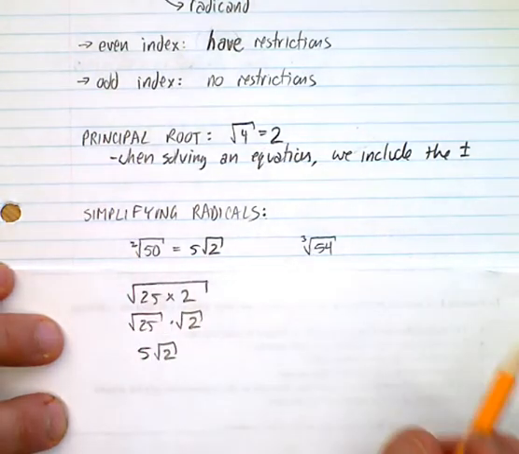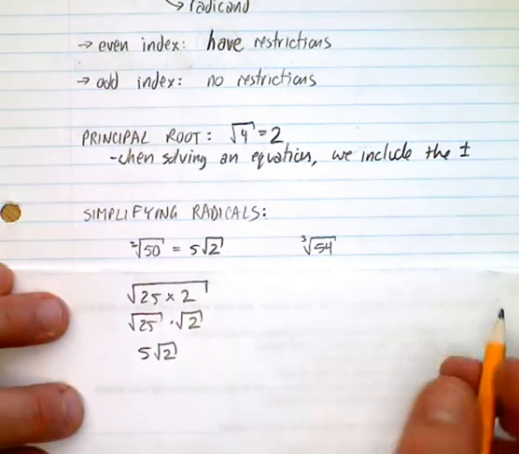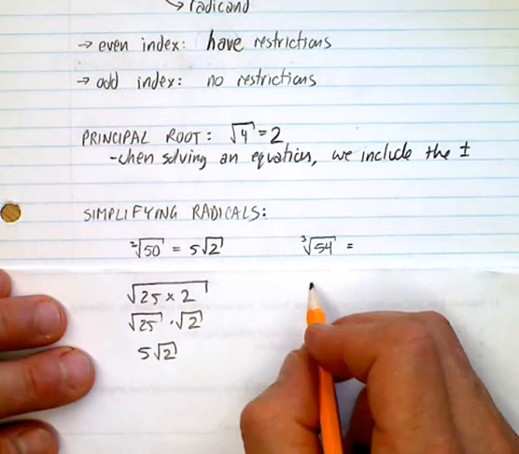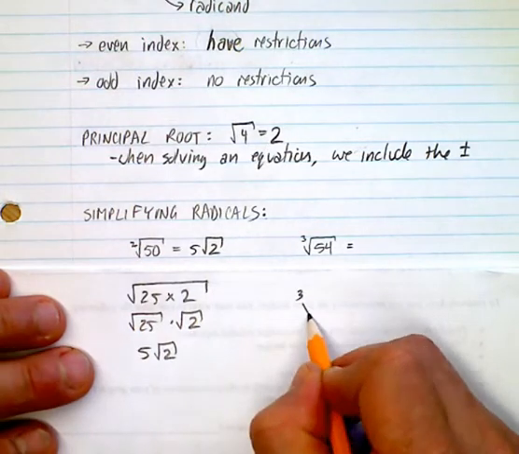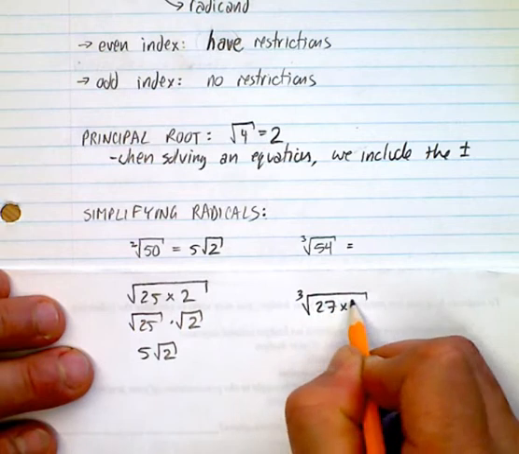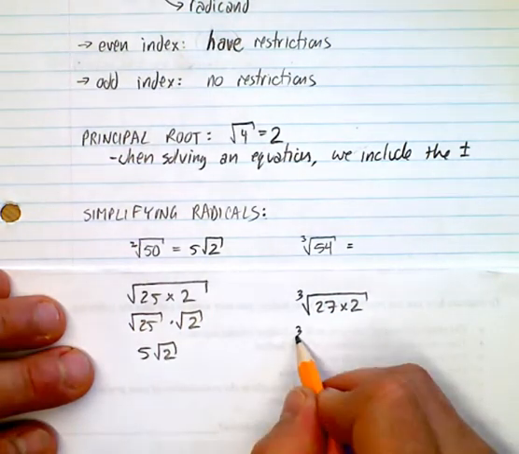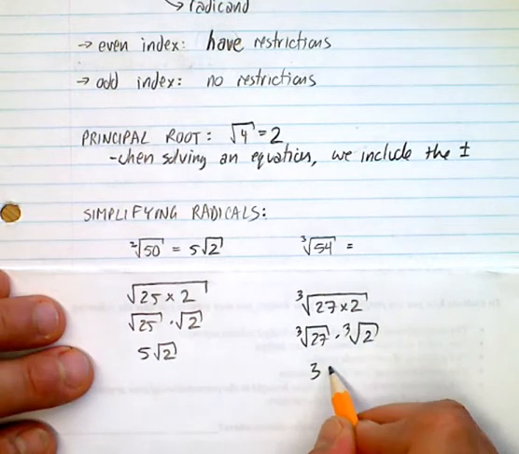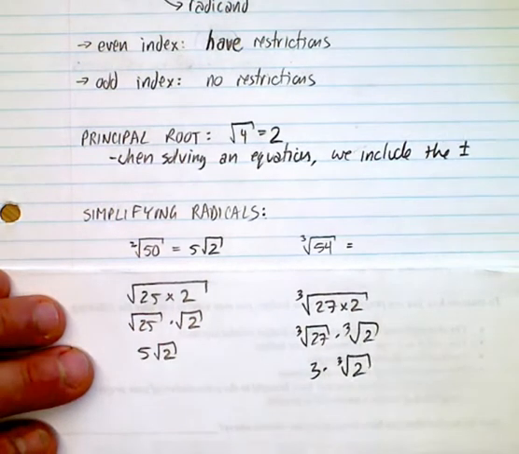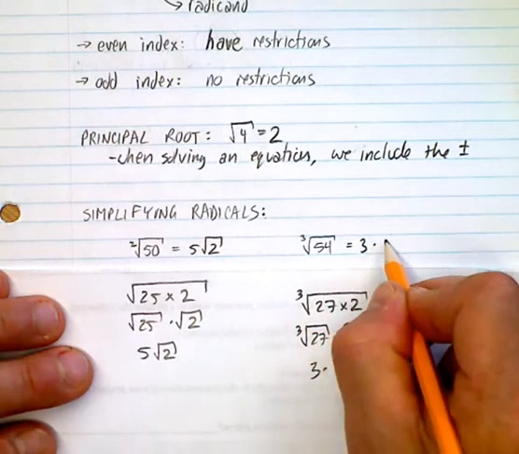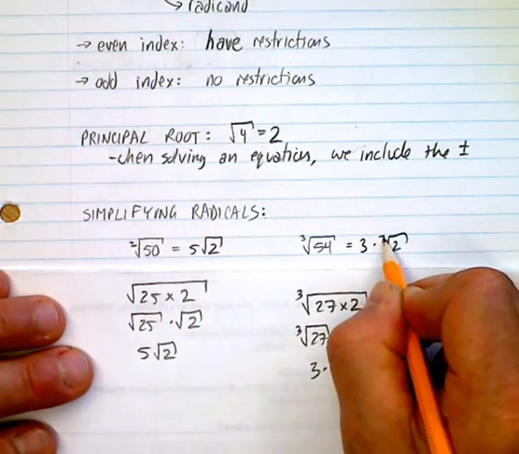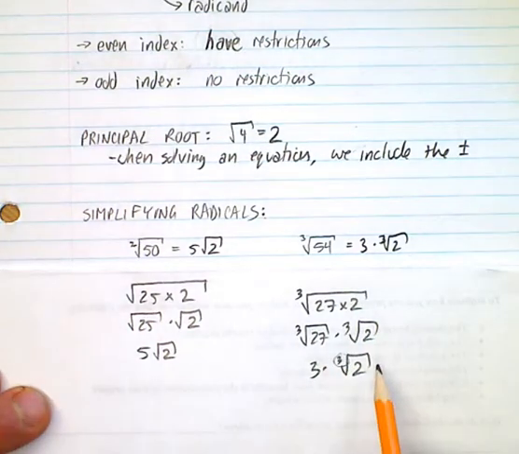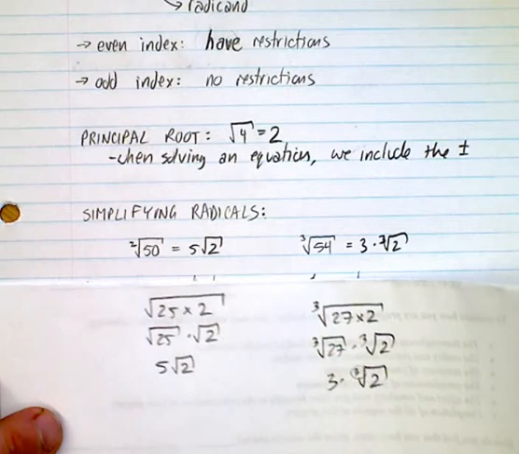We can do the same thing with cube roots, okay? Now you have to find a perfect cube, however. I'm not quite sure how familiar you are with your cubes, but what we can do here is 27 times 2. And then we have the cube root of 27 times the cube root of 2, which gives me 3 times the cube root of 2. You have to be careful here because the index up front sometimes gets confused with the number inside, so we can mess that up pretty easily.